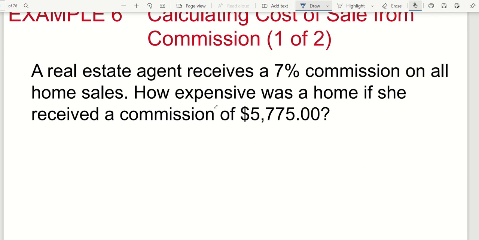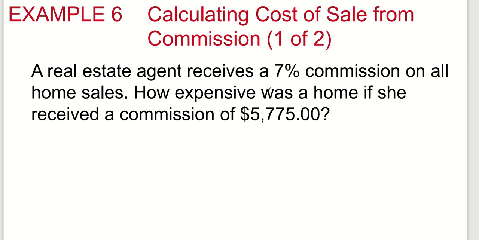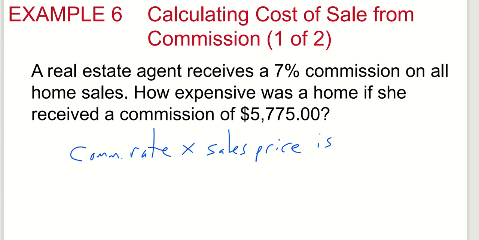Here's another example. They say a real estate agent receives a 7% commission on all home sales. How expensive was a home if she received a commission of $5,775? The way that sales typically works is people receive a percentage of the price of their sales. So the commission rate times the sales price is the amount of commission.